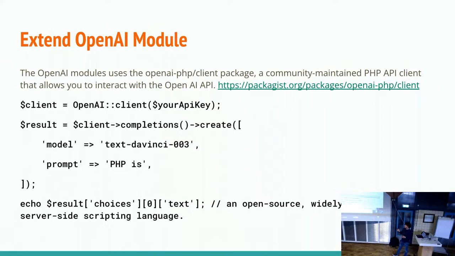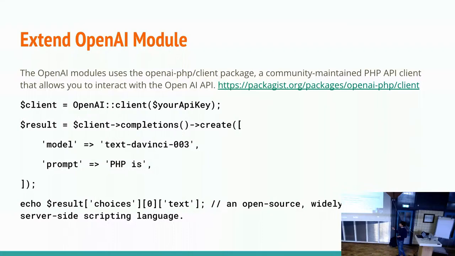OpenAI is using the OpenAI API client package, which is good because it's maintained by the community, so it's more secure, has better performance, and is more contained. So we have the client, the OpenAI class, the client method, then completion, and create. Again, we pass the model and the prompt. And then it returns again the result, choices, the array, and then the text, which is the answer.